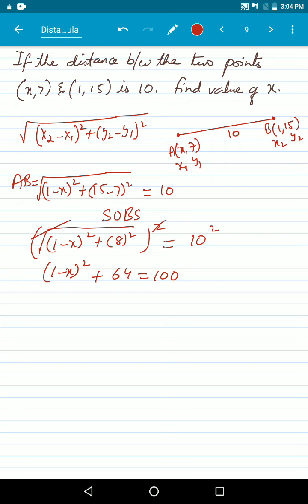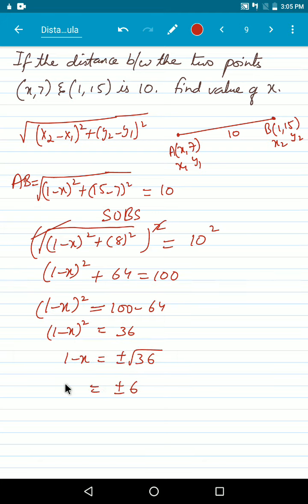Now, what students will do in excitement is they will use the a minus b whole square formula here, which is also correct. But let us do some smart work here. See, 1 minus x whole square, let us send 64 to the other side. What will it become? 100 minus 64, it will become 36. So send this square to the other side. It will become plus minus root 36. Plus minus 6 will come. Okay, don't forget plus minus. So now 1 minus x is plus 6 and 1 minus x is minus 6.